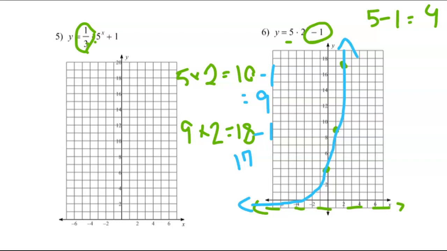And I can check and make sure, should this be a growth? Yes, 2 is bigger than 1. Is my asymptote -1? Yes. And am I going through 5 above? So 1, 2, 3, 4, 5. Yes, I am, right there. Nice job.